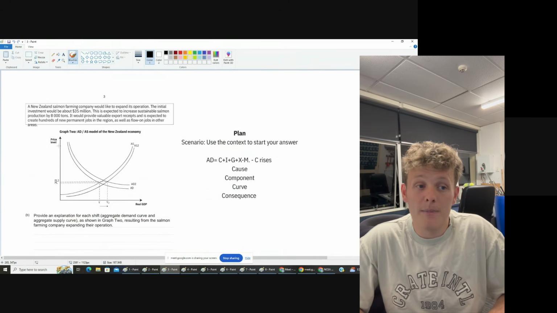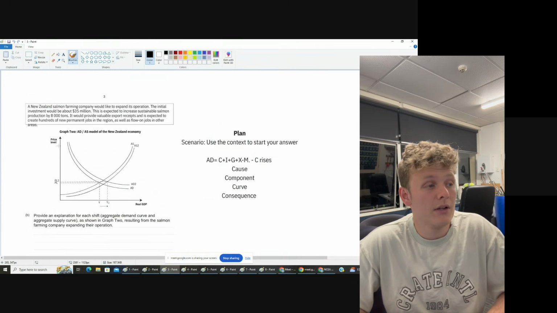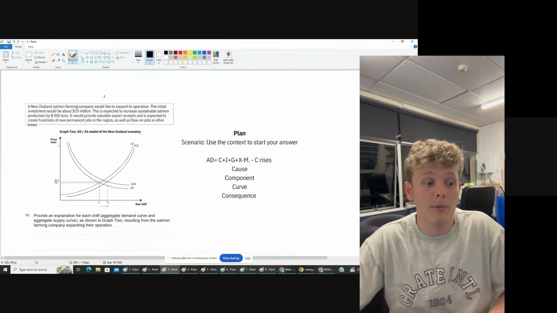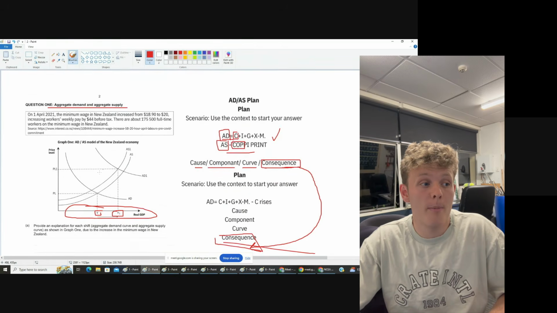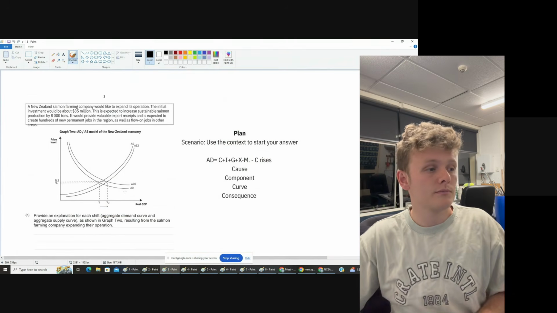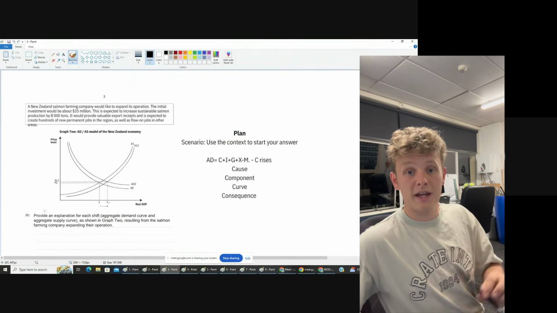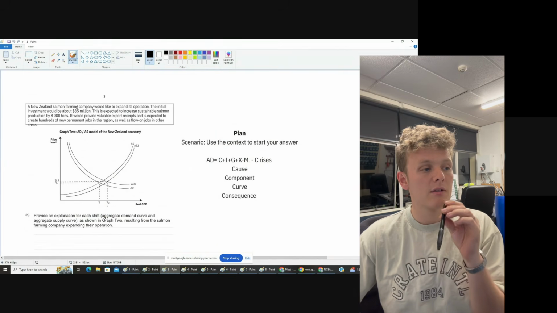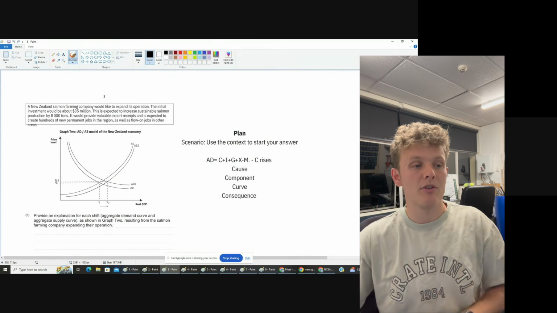Now again, to me, what sticks out big time here is the small shift in AD compared to the old ones. If I go back to the old ones, big shift in AD here, small shift in AD. So that's going to be something I'm going to come back to later on. Let's think about the answer to this question though. Provide an explanation for each shift, aggregate demand and aggregate supply, as shown on graph 2, resulting from the salmon farming company expanding their operation.